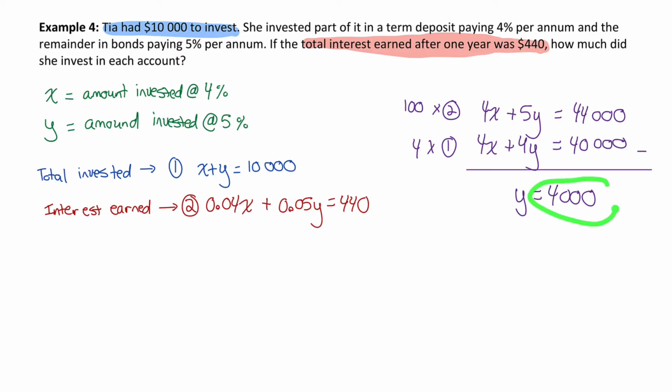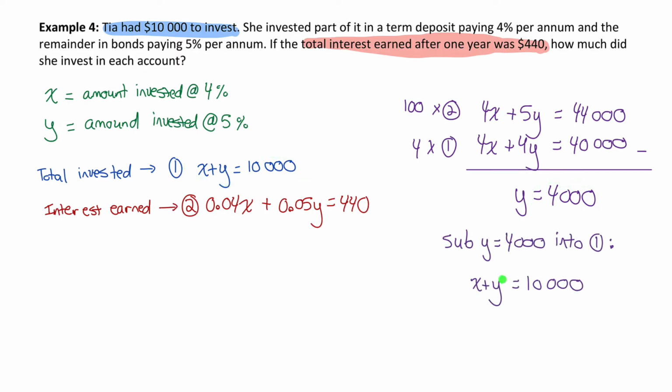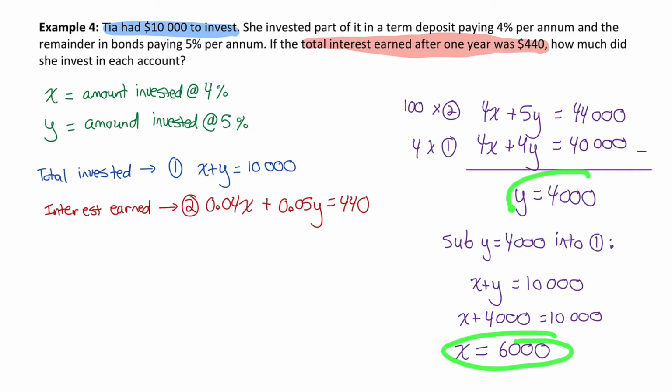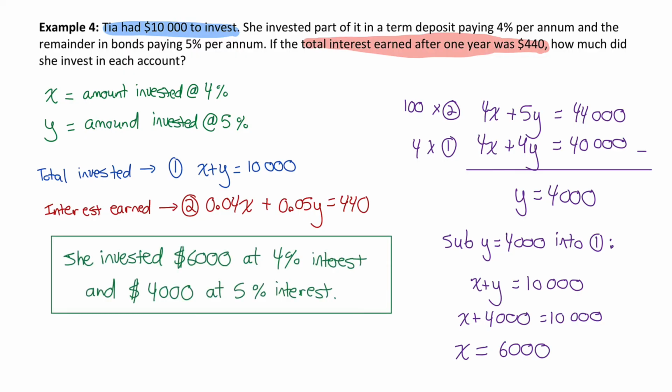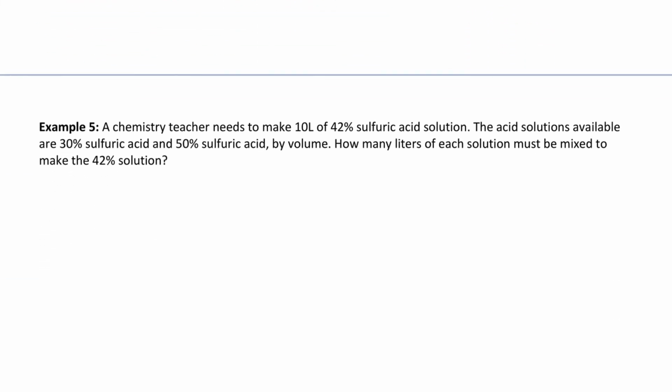Take that answer for y and sub it back into either original equation. I think I'll sub it into 1, and I'll be able to solve for x. So I'll replace this y with 4,000 and subtract that 4,000 to the other side, and I figure out x is 6,000. So the amount invested at 4% is 6,000, and the amount invested at 5% is 4,000. I'll write that in a concluding statement. And now let's move on to example 5.